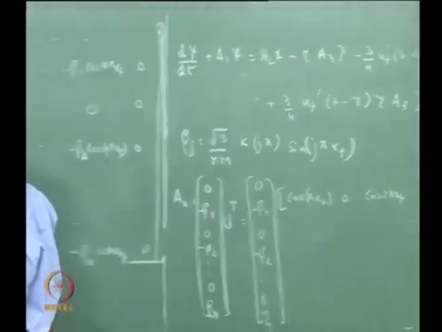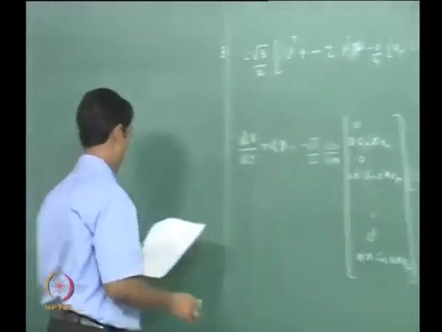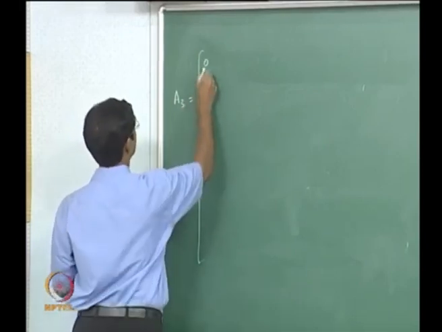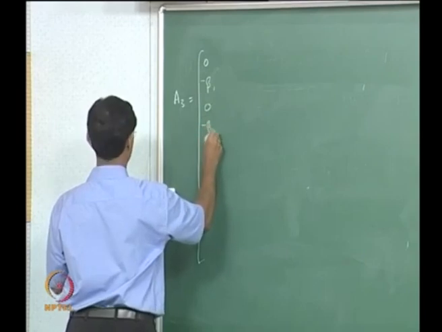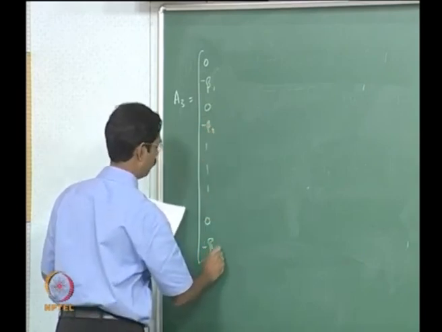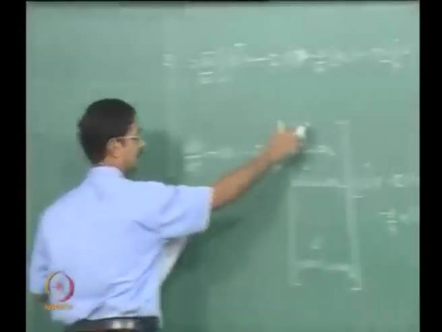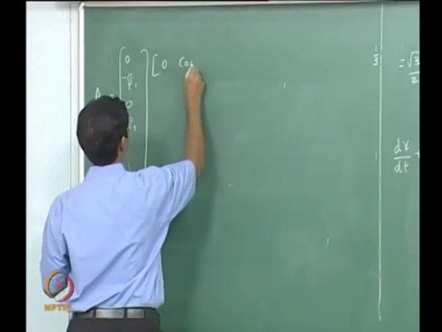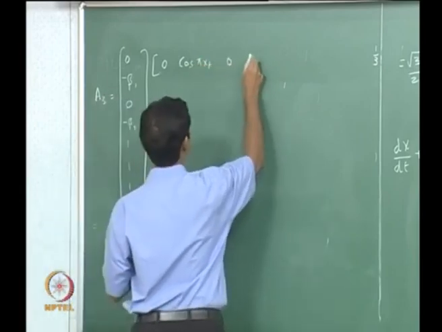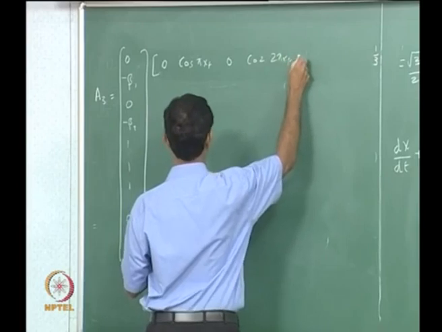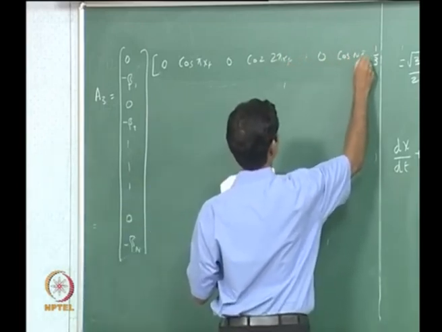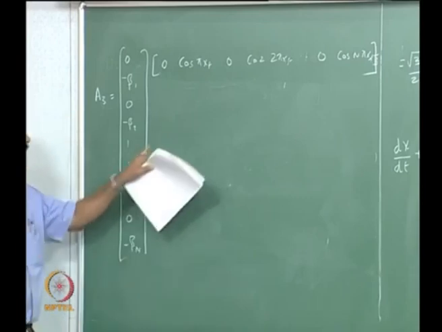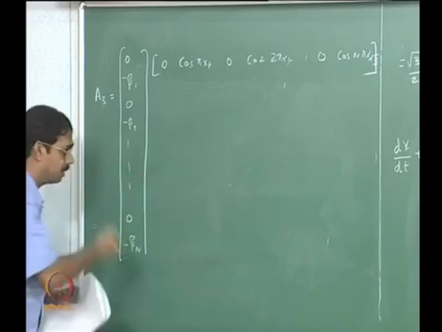We are looking at this term here, which comes from here. So we have to write A3 equal to, this is the same for all terms. This is nothing but this column written with those constants added, times p transpose, which was 0, cos pi xf, 0, cos 2 pi xf, 0, cos n pi xf. Okay. Is this clear?